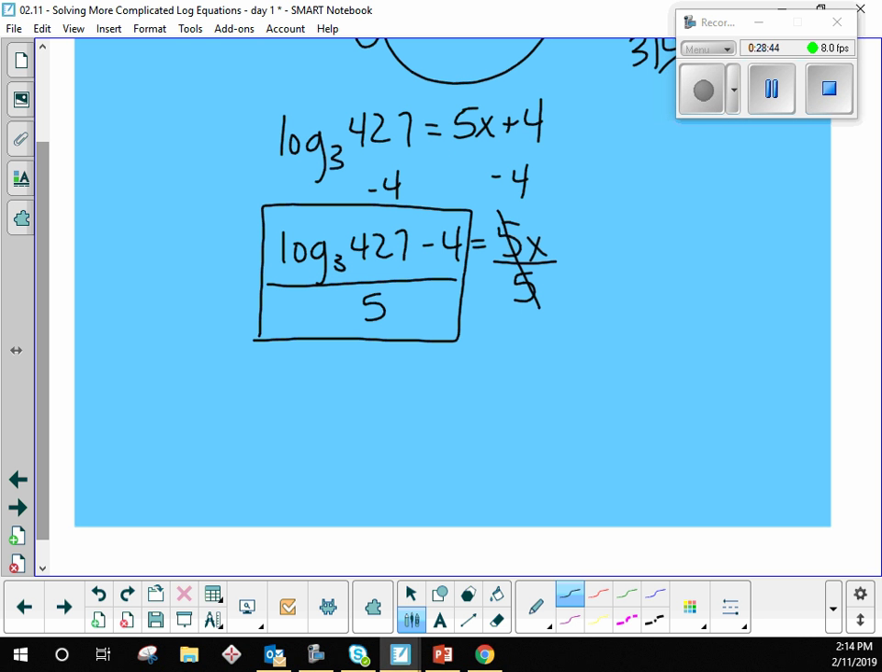The minus 4 to the what? Because that 427 is part of a log, and the 4 is just a free-floating integer. Okay, did I answer your question? I was about to keep on talking.